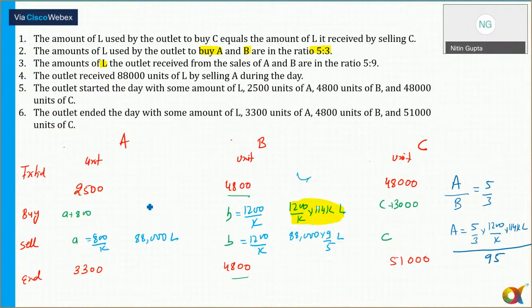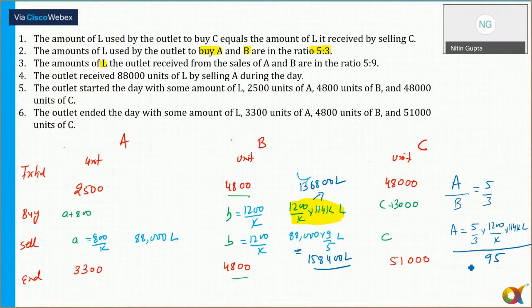So the amount needed here, I'm writing down the value as I have done some calculations. I'll write down this value for B, it will be equal to 158400 L. And this value will be equal to 1368000 L, in terms of local currency.